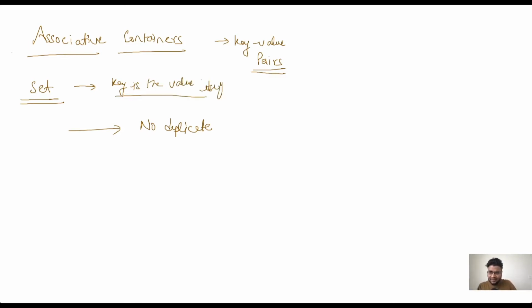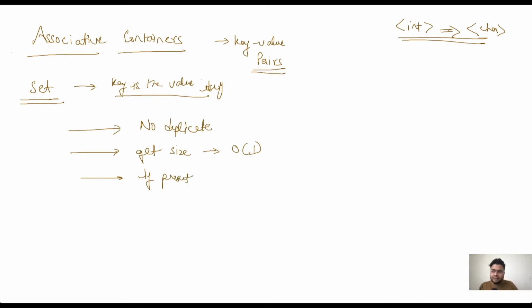As we said, in an associative container, we have a key-value pair, where a key is mapped to some other value, let's say a character. In the case of set, the key is the value itself, right? And set offers functionality wherein no duplicate value will be present inside the container. We get the size of the set in O(1) complexity. The other functionality is checking whether an element is present or not. This can also be done in O(log n).